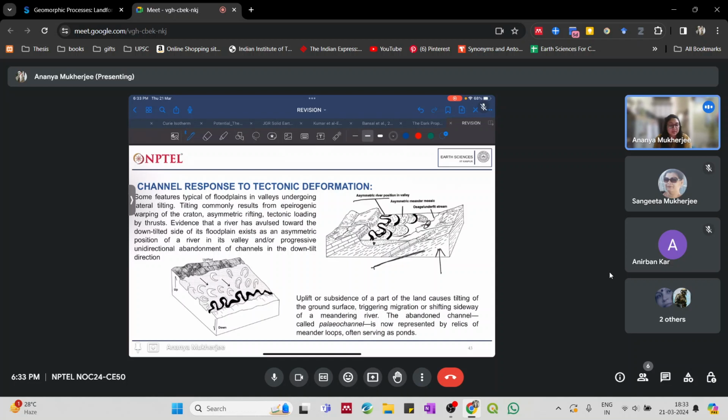So you have an asymmetric river position in the valley itself. The valley itself has got an asymmetry to it, and because of that, these are some of the meanders or paleo channels that have been abandoned by the channel, and the channel has now moved towards the downslope region of the uplifted area.